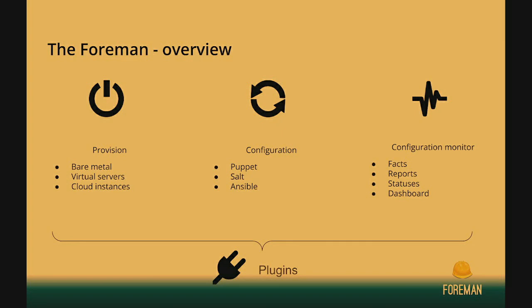And for configuration monitoring, we give some nice concepts that you could actually use. You have facts, you have reports, there are statuses for your machines, and a dashboard that gives all that information on a single screen. All of this stuff is made with plugins. So if it's not in Foreman right now, you can write a plugin and it will be there.